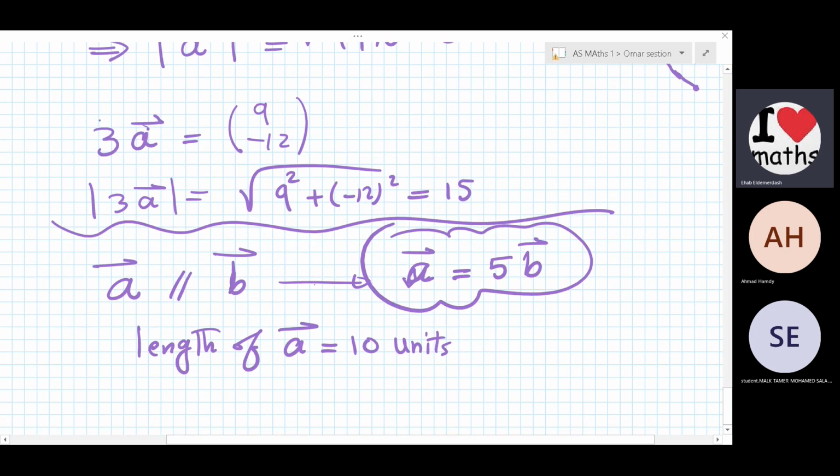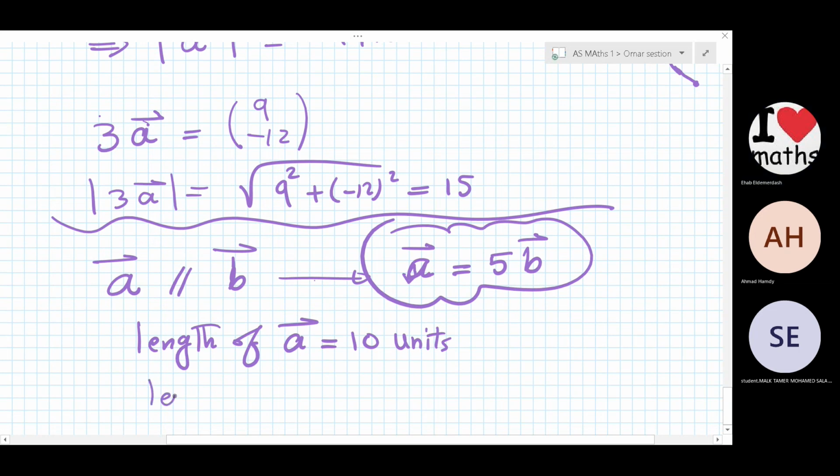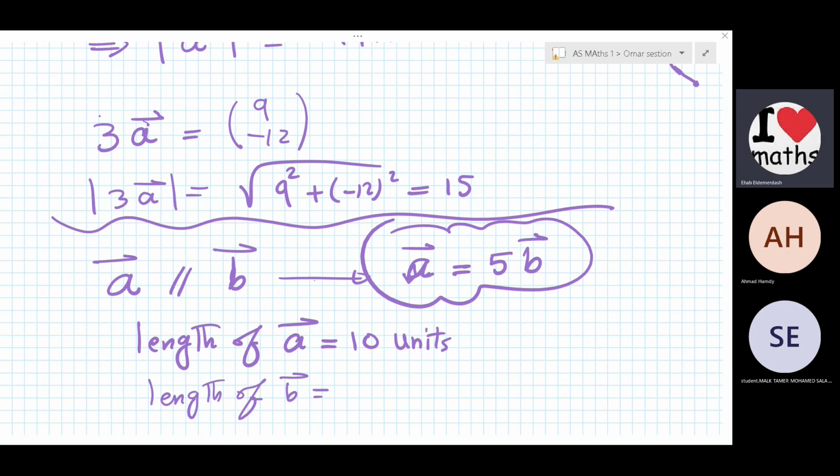So who can tell me about the length of the vector B? Who can find the length of the vector B? Focus more. I gave you the length of A, not B. I gave you the vector A as 10 units. So what is the vector B? 2. So the vector B is 2 units. Are we clear on that? Is it a bit hard? Tell me if there's anything.